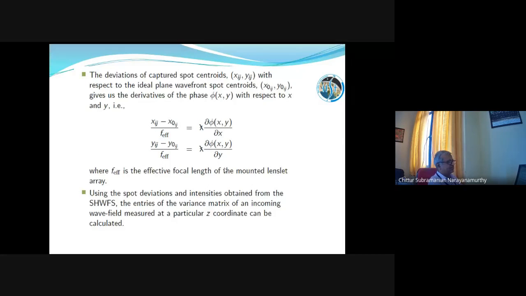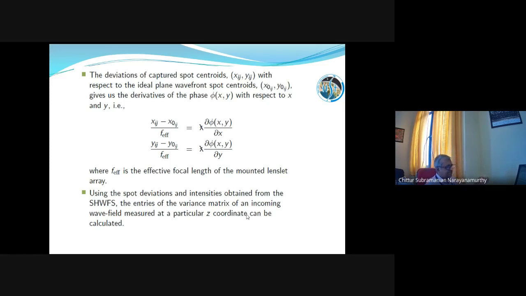Now, the deviations of the captured spot centroids with respect to the ideal plane wavefront spot centroids are given in this form. So the phase of the light beam can be measured: xij minus x0ij divided by f effective of the lenslet array, which equals lambda times dou phi by dou x. Similarly, yij minus y0ij in the y direction gives dou phi by dou y, where f effective is the effective focal length of the lenslet array. Using the spot deviations and intensities obtained from the Shack-Hartmann wavefront sensor, each element of the variance matrix of the incoming wavefront can be measured at a particular z coordinate distance in the system.